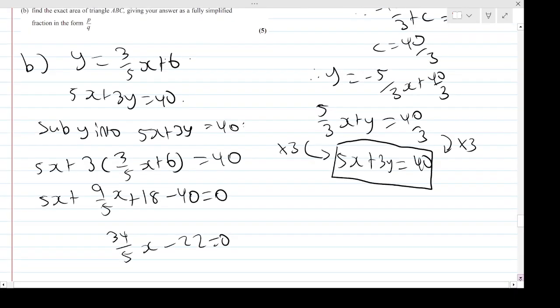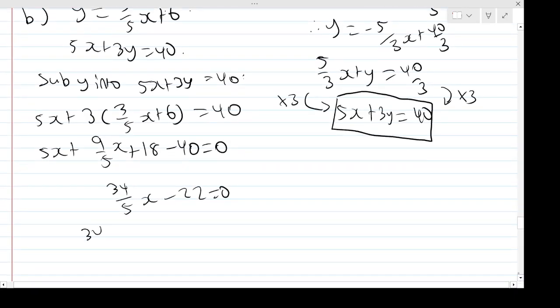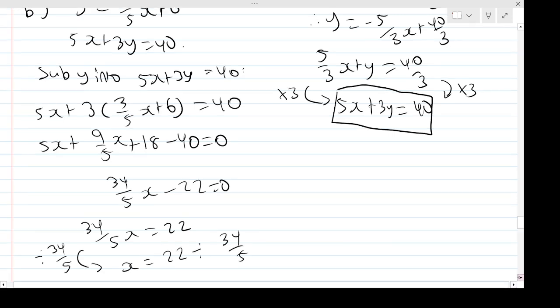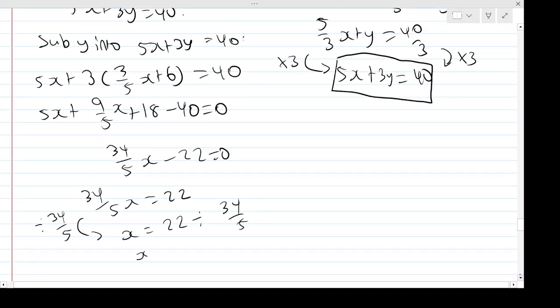Therefore, 34 over 5x equals 22. Now, to get x, I can just divide by the fraction. Divide by 34 over 5 on both sides, to get x is 22 divided by 34 over 5. If I put that in the calculator, I get 55 over 17.